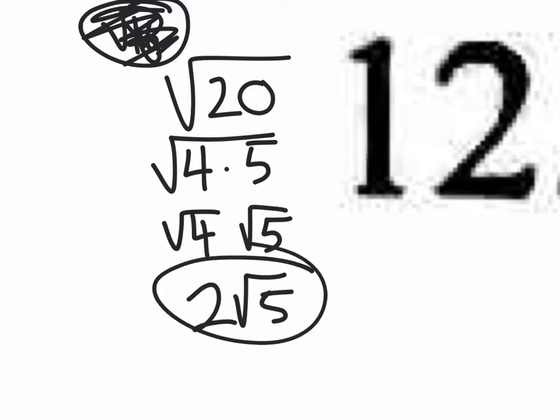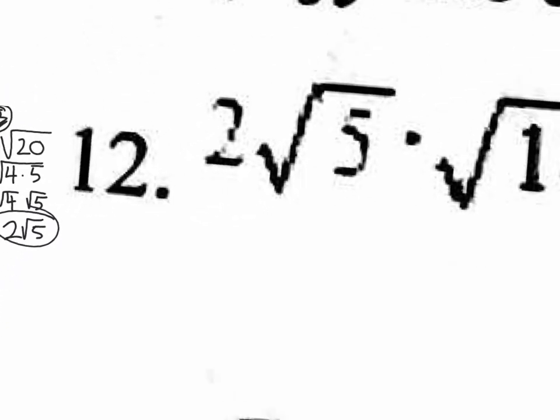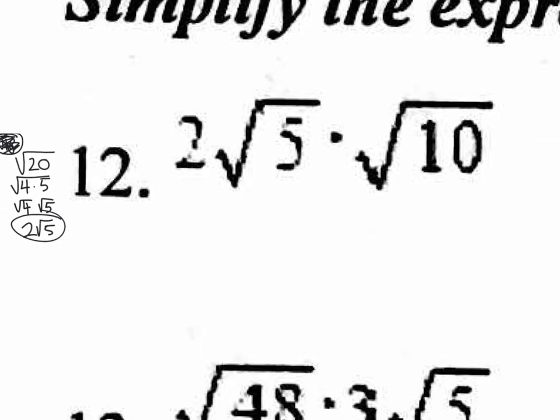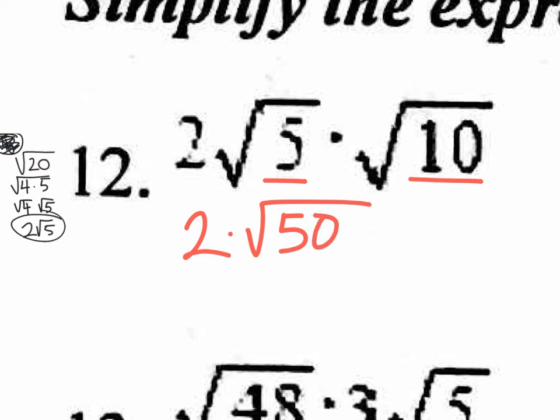But what I want to mention here, especially on number 12, is that you could split them. You have 4 times 5. You could split it. Or you could use that rule backwards. If you're multiplying 2 square roots, you could actually put them together underneath 1 square root, okay? Because that's exactly what we're going to do right here on number 12. So we have the number 2 times the square root of 5 times the square root of 10. So let's not mess with the number 2. We're just going to leave it right there. 2 times, but this square root of 5 and this square root of 10, I'm going to put them together, and I'm going to get 5 times 10, which is 50.